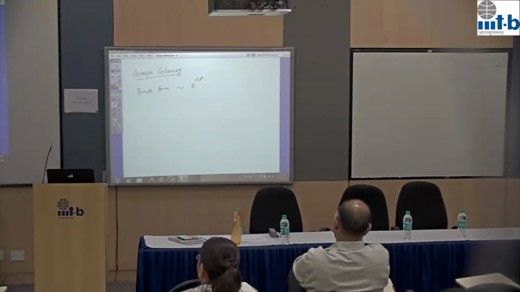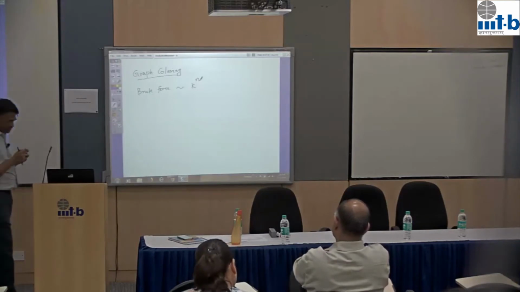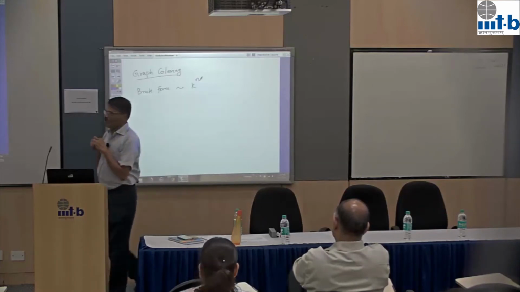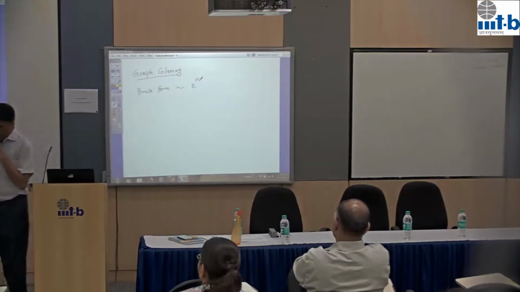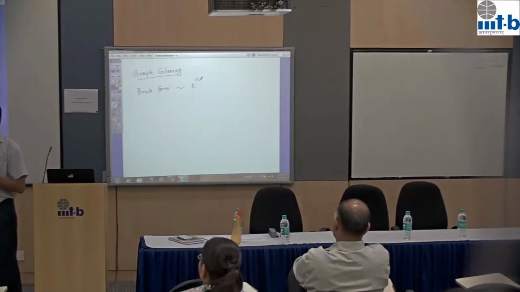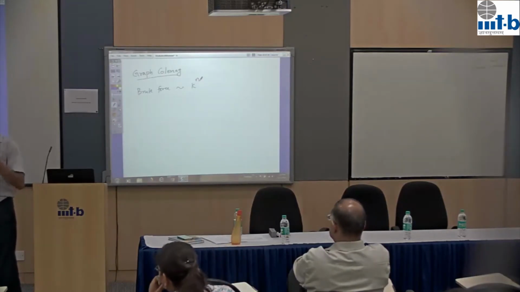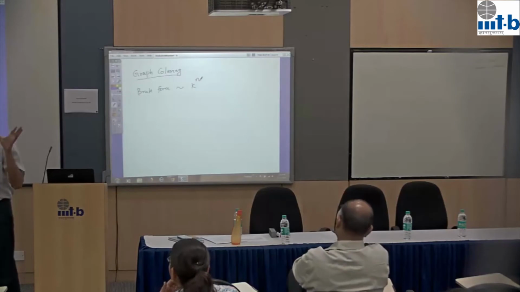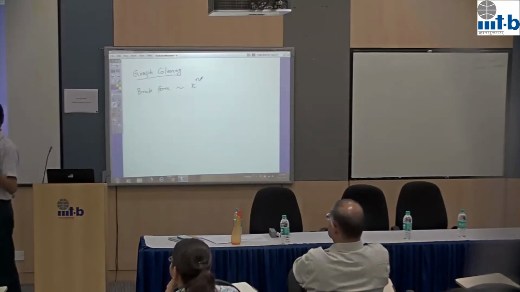But you can use set cover to solve this. Let's see. Can you formulate this as a set cover problem? So one way to think about it is that, what is it you want to do in coloring? You want to partition the vertex set into minimum number of what? Independent sets. You want to partition your vertex set into minimum number of independent sets. Okay?